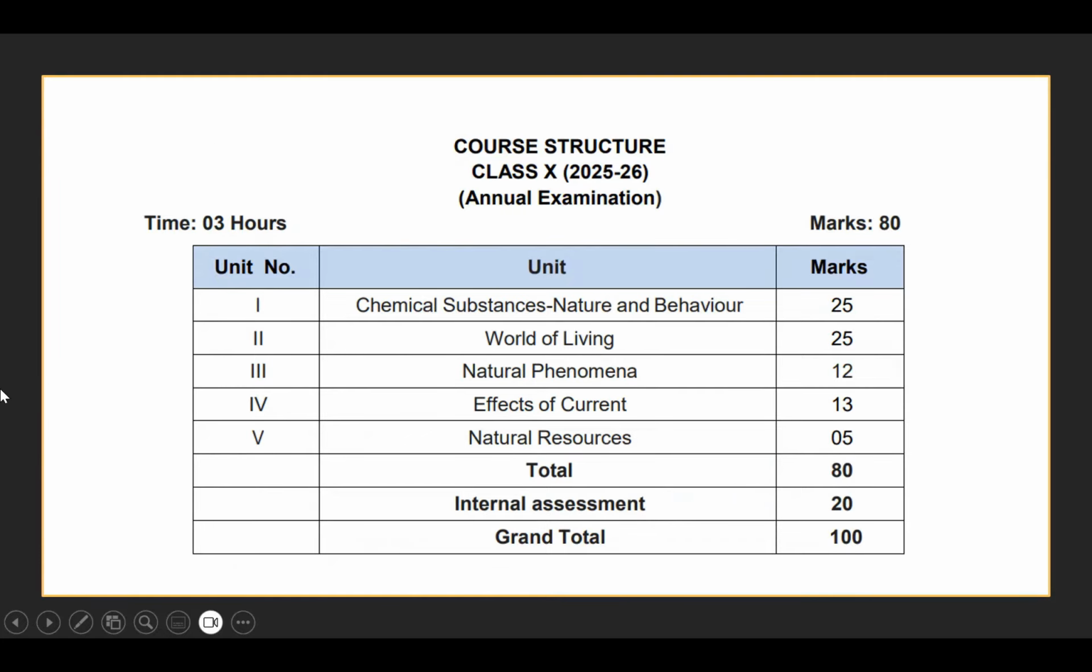That's the code number for CBSE Science. You can see these are all the topics of physics, chemistry, and bio, and there is a clear demarcation of chemistry of 25 marks, bio of 25 plus 5, 30 marks, and physics, which is natural phenomena and effect of current, 25 marks. That's total 80 marks.